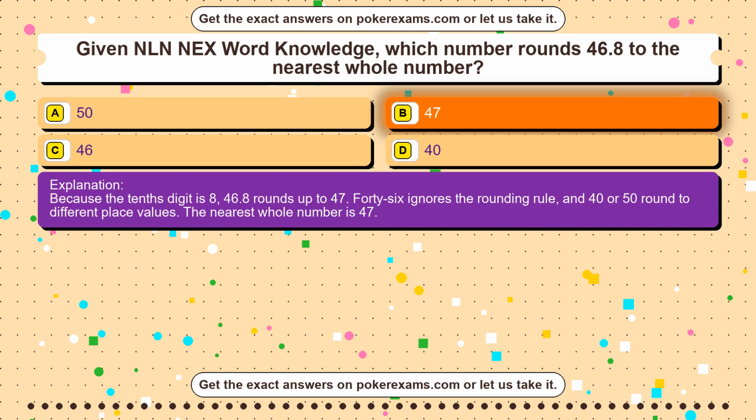Because the tenths digit is 8, 46.8 rounds up to 47. 46 ignores the rounding rule, and 40 or 50 round to different place values. The nearest whole number is 47.